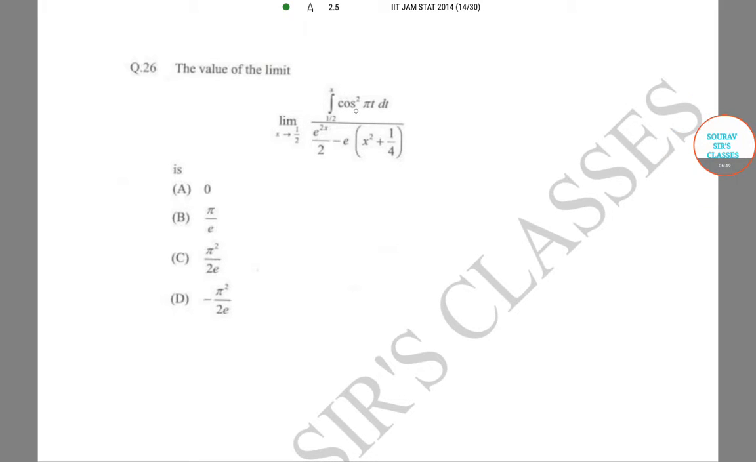As x goes to half, the numerator goes to 0 because it's the integral from half to x. And as x goes to half, the denominator, e to the power 2 into half, is e to the power 1, which is e by 2 minus e into half. So e by 2 minus e by 2 is 0. So the numerator goes to 0 and the denominator goes to 0. If something like this happens, we only have one answer, L'Hospital's rule.